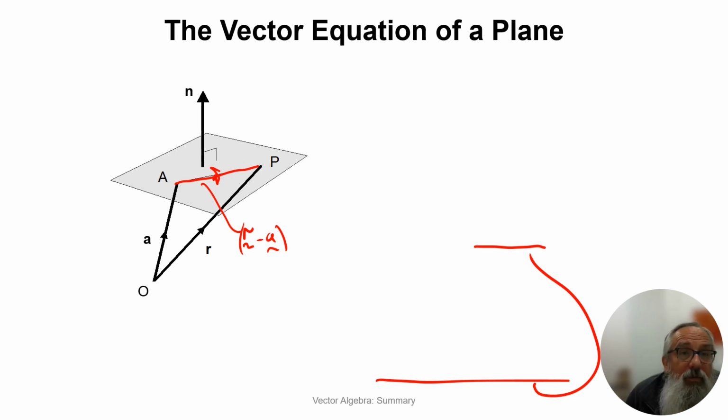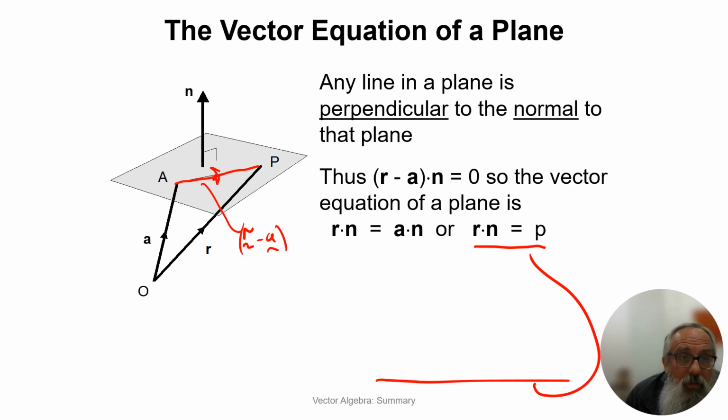Vector equation of a plane. We have a vector in the plane and we have a normal. We actually just need a point in the plane. So (r minus a), where a is a point in the plane, dotted with the normal is equal to 0. So the vector equation of the plane is, the dot product, r dot n is equal to a dot n, or r dot n equals p, because a dot n gives you a constant. So r dot n is equal to some constant.